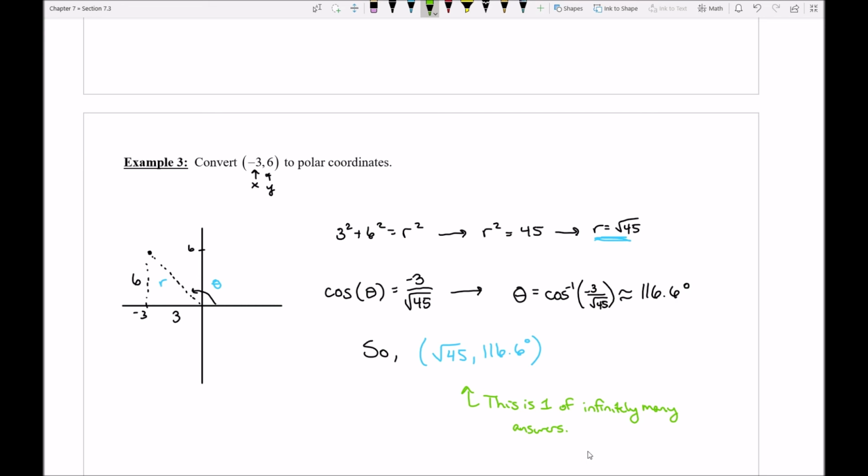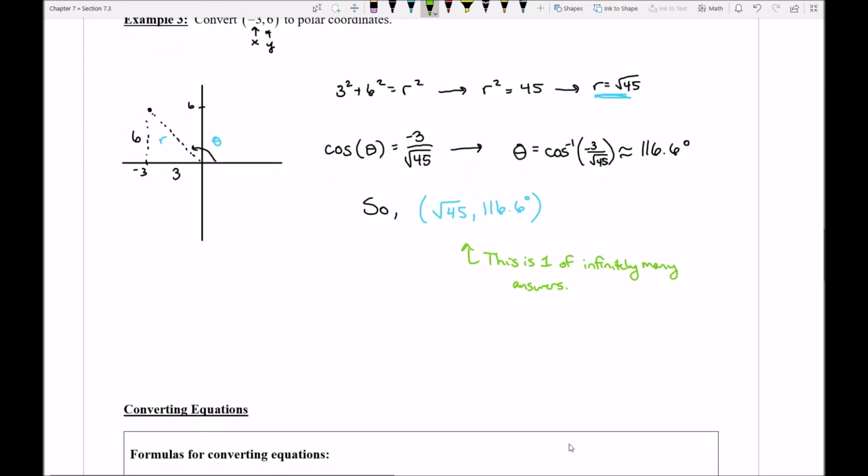So hopefully this process of converting from polar to rectangular and vice versa isn't too terribly complicated, and with a little bit of practice you'll be able to get much better at it. In the next video we're going to start to take a look at some polar equations and how I could ultimately begin to convert those using a lot of the same ideas that we had just discussed.